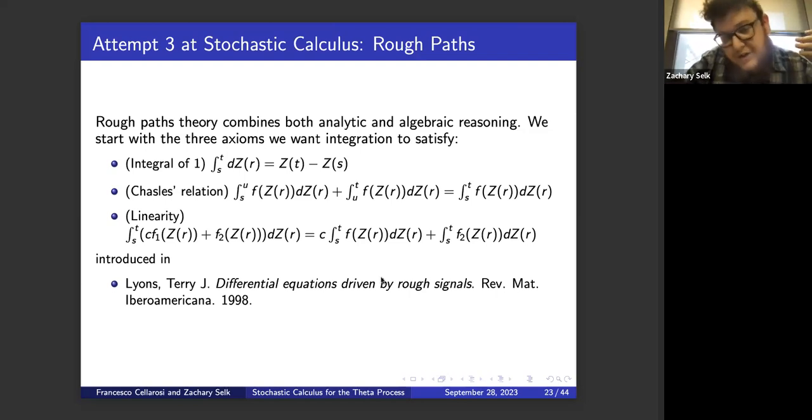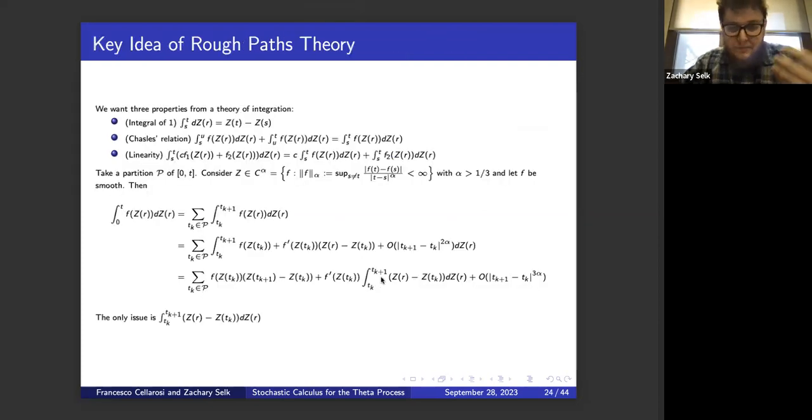So the question is, if we have these three properties of an integration theory, can we reduce defining the integral of f of z dz to something a little bit more manageable? What is the fundamental issue in defining this? So I'm going to give a little heuristic derivation. We have these three properties that we want: we want the integral of 1, we want a Chen relation, we want linearity.